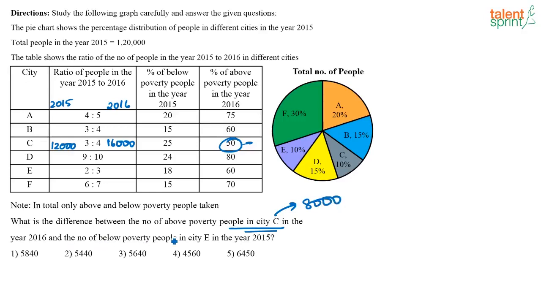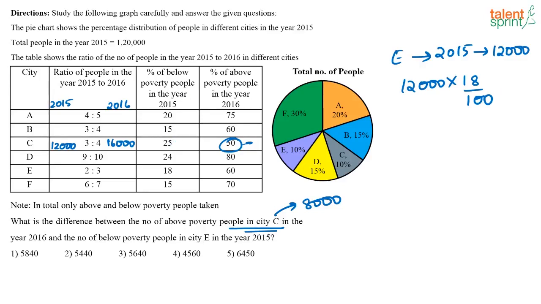And the number of people below poverty line in city E in the year 2015. So in city E in the year 2015, how many people are there? 12,000 people are there, right? Now, the number of people below poverty line in city E is 18%. So 12,000 into 18 by 100, correct? So that will be the number of people below poverty line in city E in the year 2015.